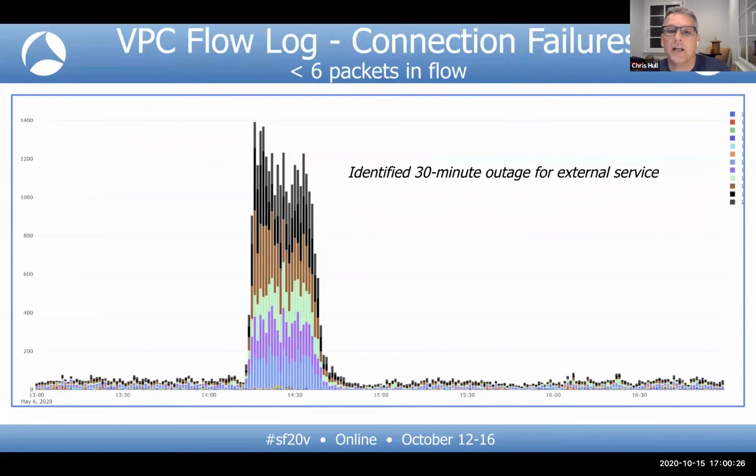So here's an example of using that. While I would love to have packets for looking at everything, sometimes we don't have that. And I need to fall back on looking at the VPC flow logs. So here's a case where we looked at connections to, yes?